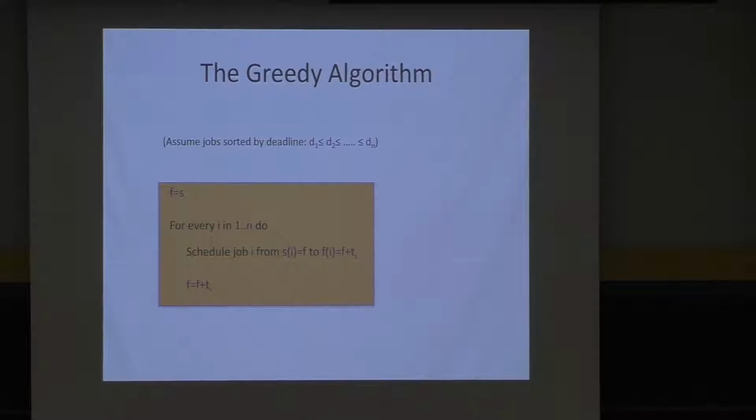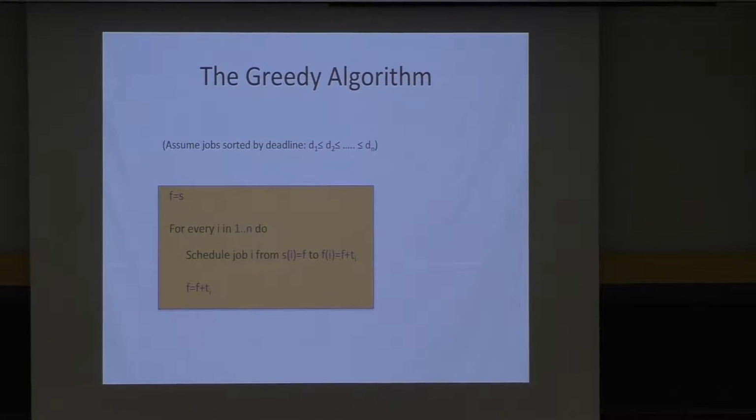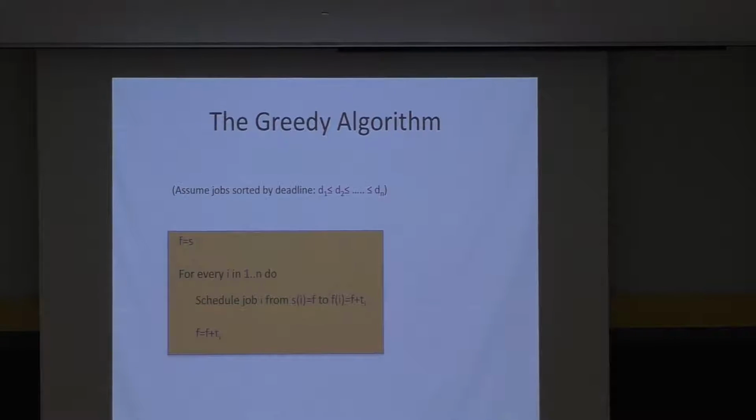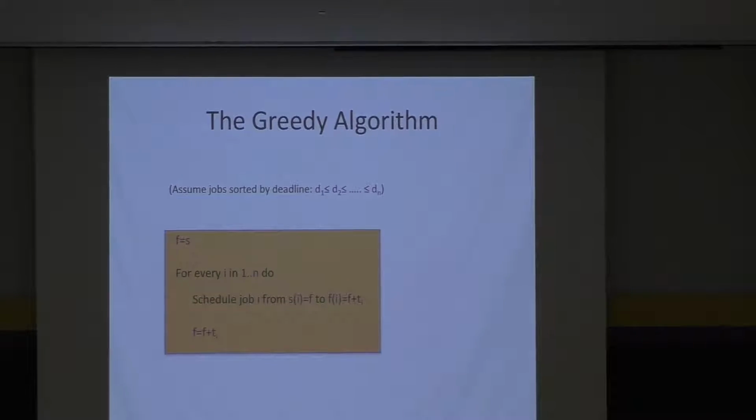And then you just walk through all the jobs. Again, remember, they're sorted in increasing order of deadline. So the very first job to be scheduled is the one with the earliest deadline, and so on and so forth. If you're looking at the ith job and F is the earliest time you can start, that's when you schedule it, and the finish time is automatically that start time plus duration. Then you advance the next time something can be scheduled to be F plus Ti. Right? Any questions on the algorithm or the problem?